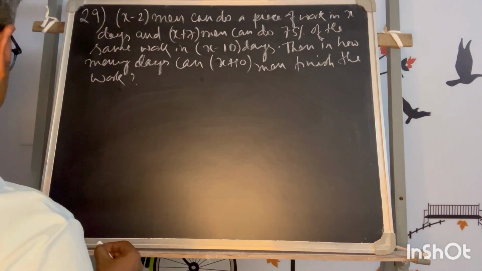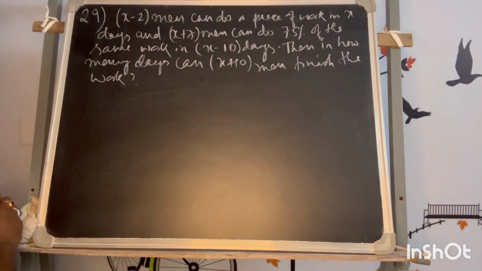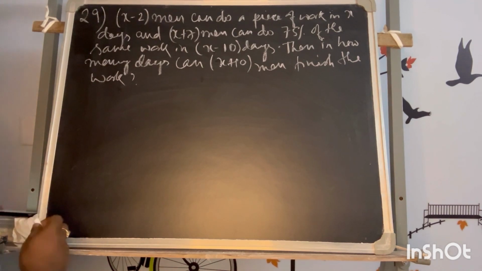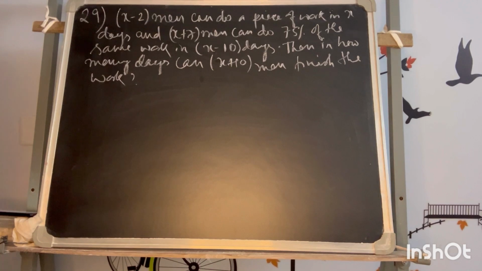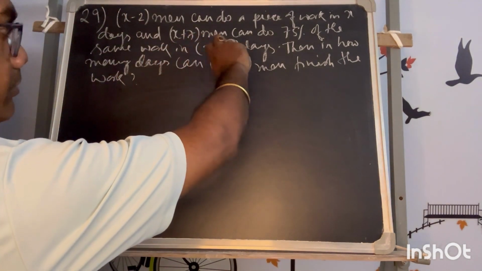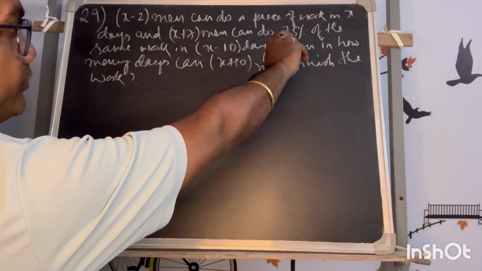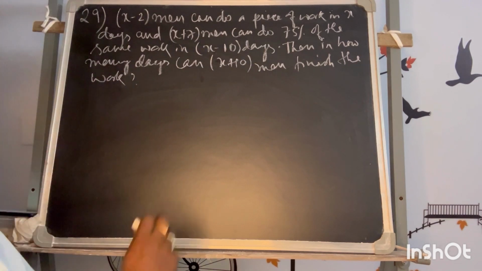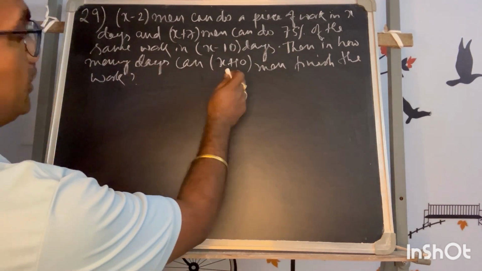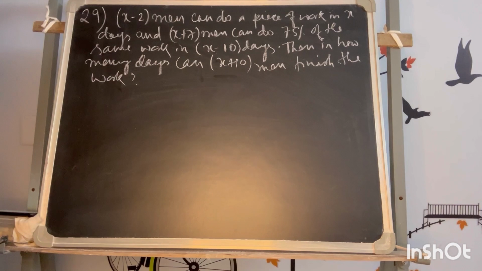Okay, so let us understand this problem together, where it has said X minus 2 men can do a piece of work in X days. Okay, and X plus 7 men can do 75% of the same work in X minus 10 days. Then how many days will X plus 10 men take?